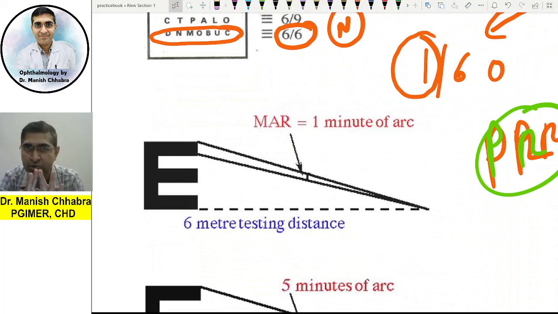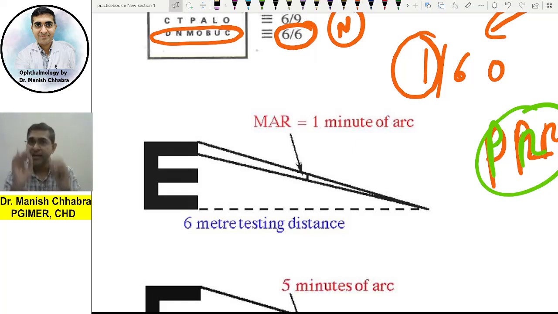Minimal angle of resolution is the minimal angle between two objects which will be formed on the eye, and only if this angle is greater than or equal to the minimal angle of resolution of the human eye, only then will these two objects be seen as separate. Understood? I'll repeat one more time.